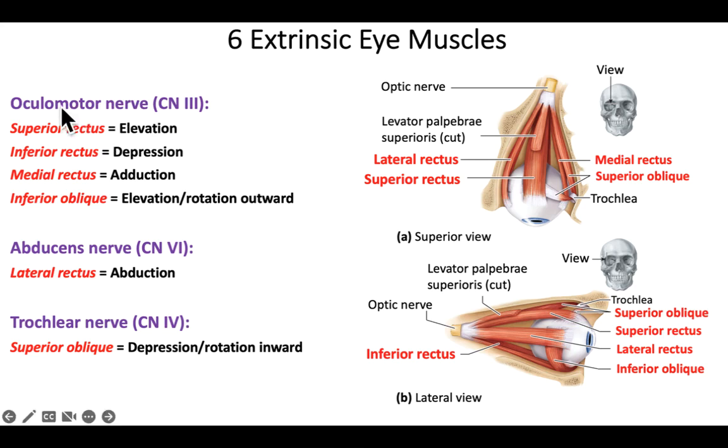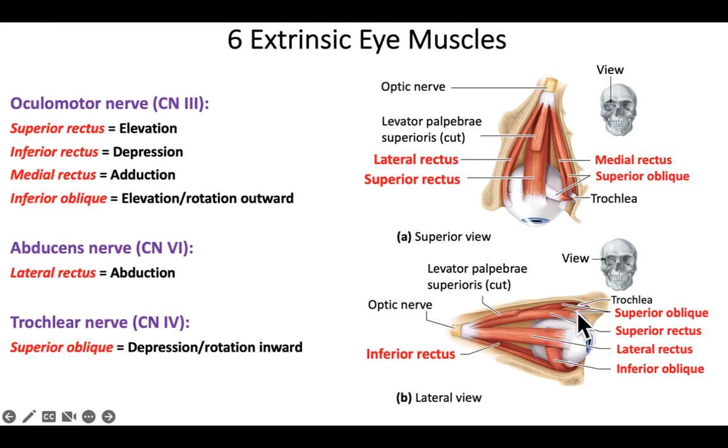So if you recall, we have the oculomotor nerve, which controls 4 of the 6: the superior rectus, which elevates, the inferior rectus, which depresses the eyeball, the medial rectus, which adducts the eye, and then the inferior oblique, which elevates and rotates the eyeball outward. The abducens nerve controls one muscle, the lateral rectus, which causes abduction of the eyeball. And then the trochlear nerve controls the superior oblique muscle, which depresses and rotates the eyeball inward.